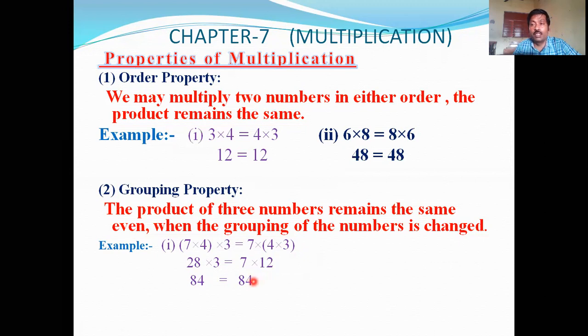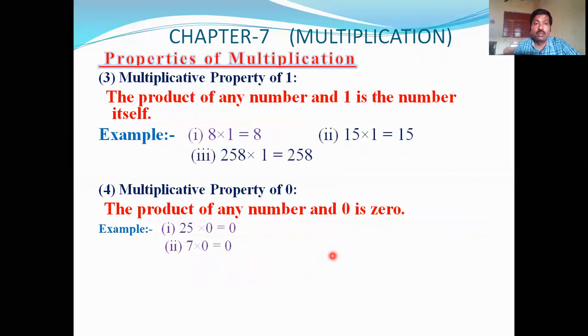So in this way, we can say that if three numbers are multiplied in any order, we get the same product. Now, here is the third property, the multiplicative property of 1. The product of any number and 1 is the number itself. When we multiply any number by 1, we get the same number. Here is another example. Here we see 15 is the number and it is multiplied by 1, we get 15. The number and the product will be the same.